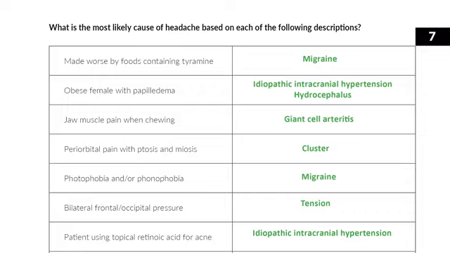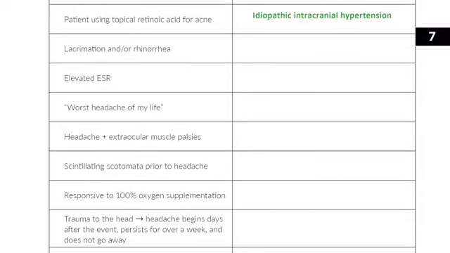Lacrimation and/or rhinorrhea associated with headache. That's cluster headache. What about a headache with an elevated ESR? Giant cell arteritis again. What about a patient who says they're having the worst headache of my life? And that's definitely a buzzword for subarachnoid hemorrhage.